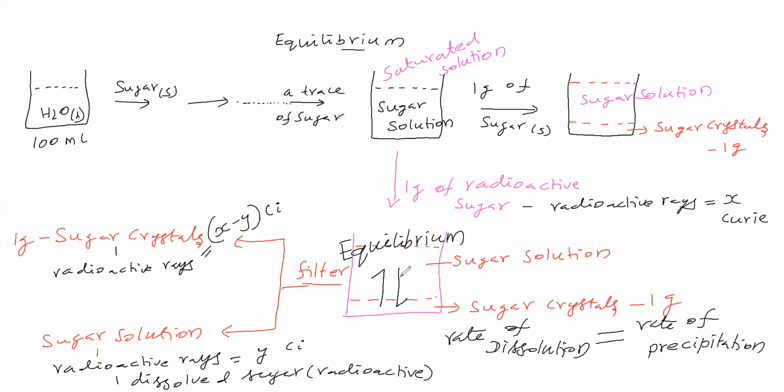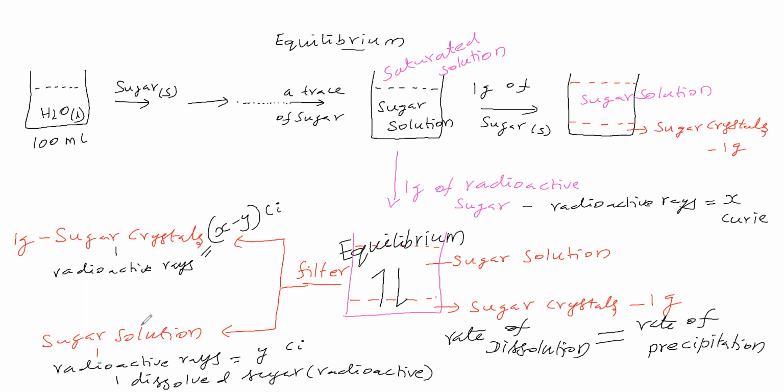Is this equilibrium a static equilibrium or a dynamic equilibrium? We can call it a dynamic equilibrium. Why? Because dissolution takes place continuously, while precipitation takes place continuously, without stopping. It will not stop at all, till we are filtering.